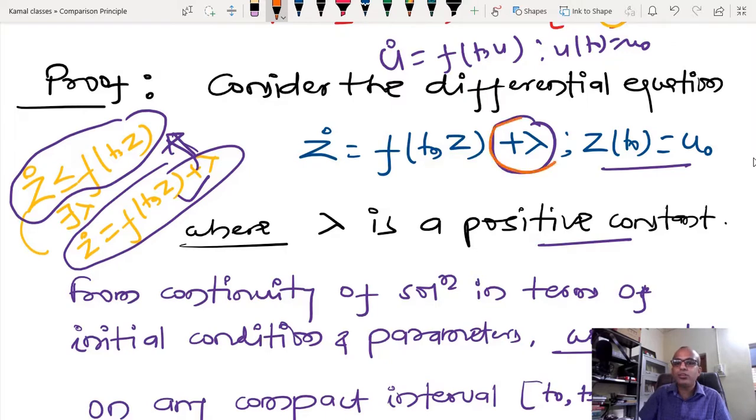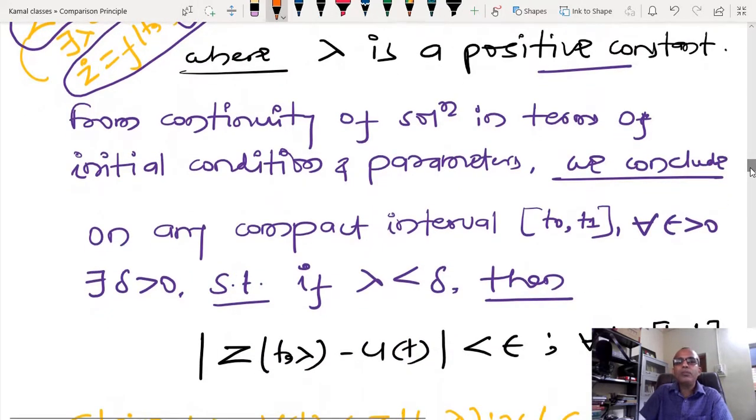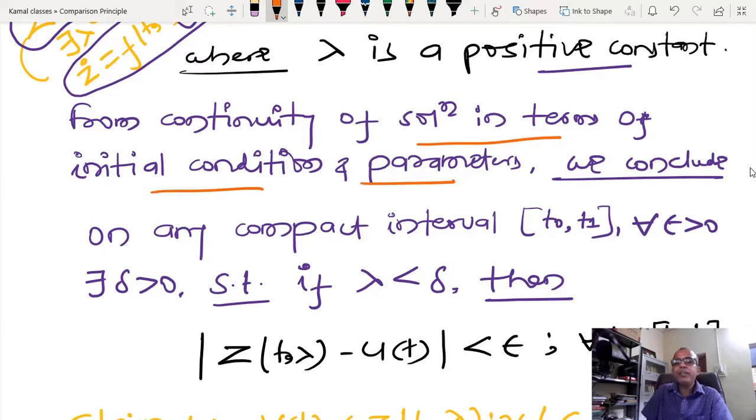We have just stated that theorem, so I am going to take the help of that theorem. What we are saying is that from the continuity of solution in terms of initial condition and parameter, we conclude that in any compact interval, so if we have an interval from t0 to t1, for every epsilon there exists a delta such that if this parameter is less than delta.